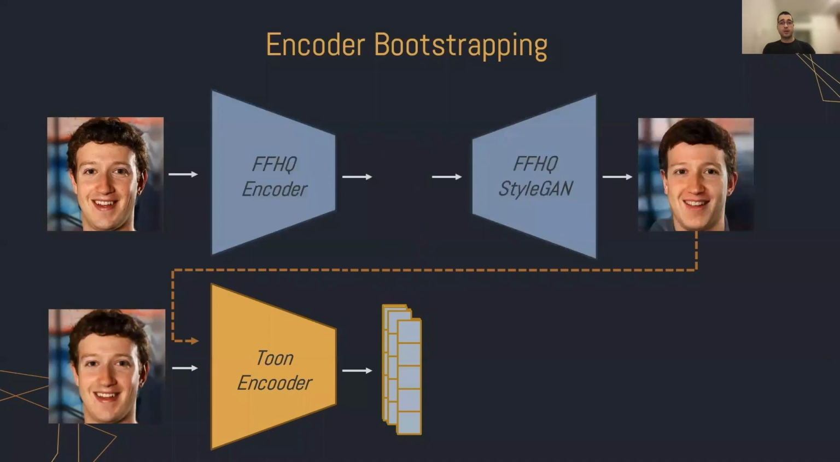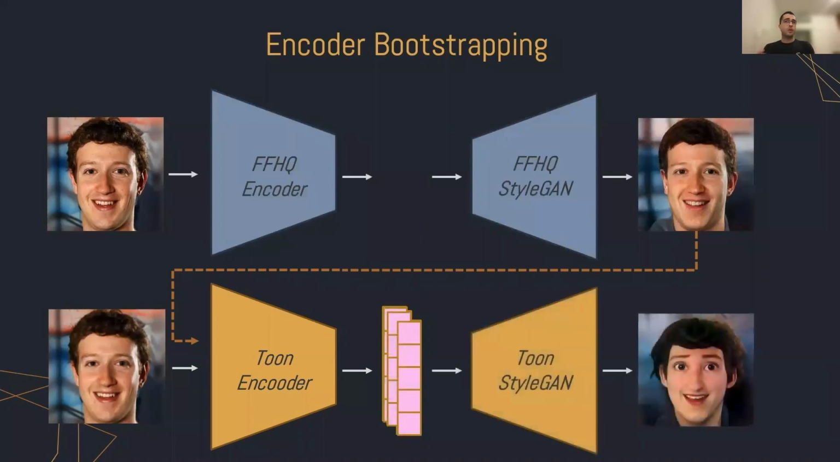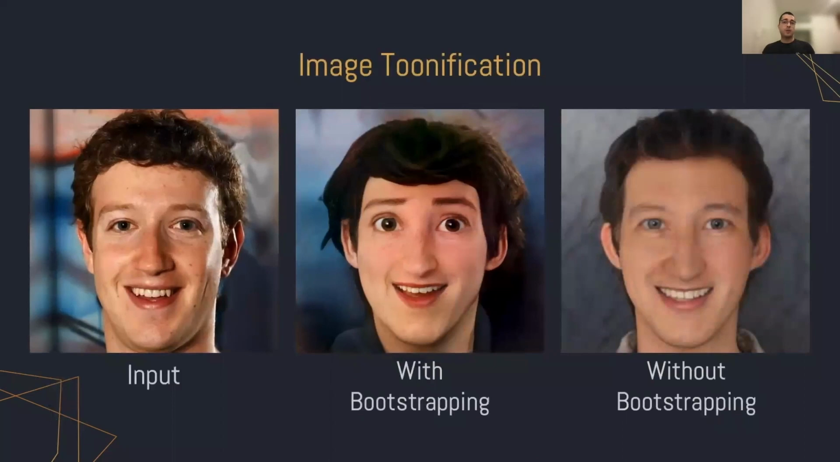Now, if we take these 2 representations, sum them up, and pass the resulting latent code to our tuned StyleGAN that knows to generate these cartoons, we're going to get the result that we see here. And we can notice how we're not only able to better preserve the input identity, but also capture that nice toonified style that we're looking for.